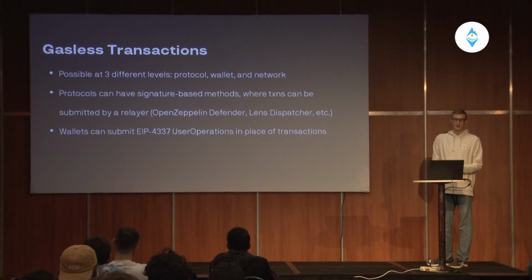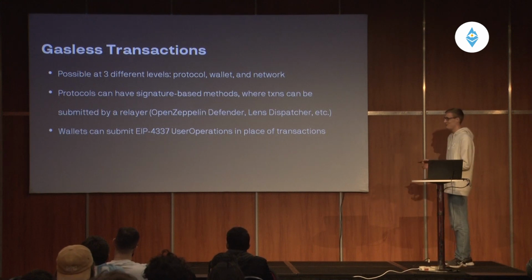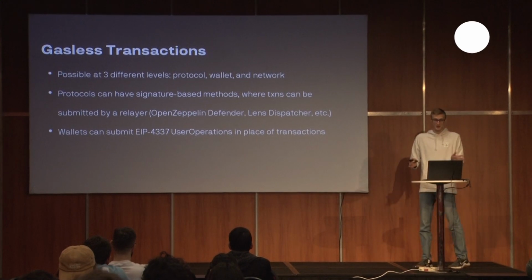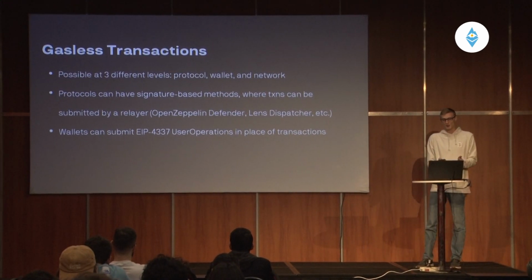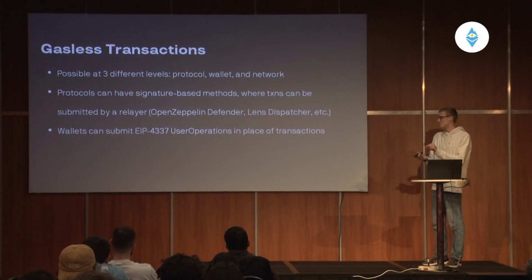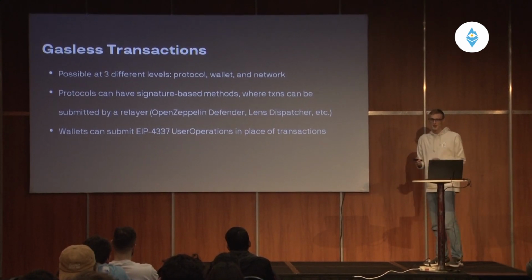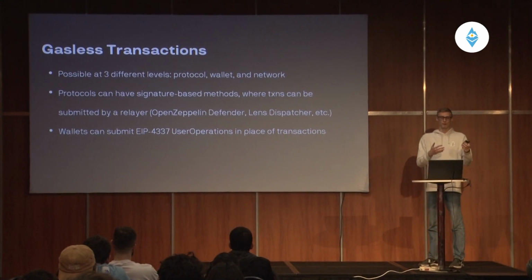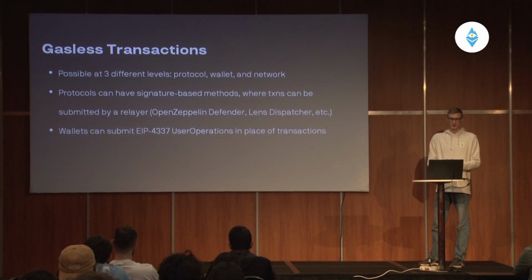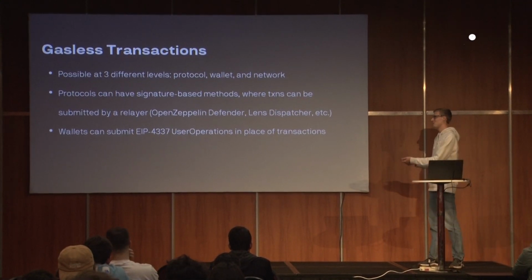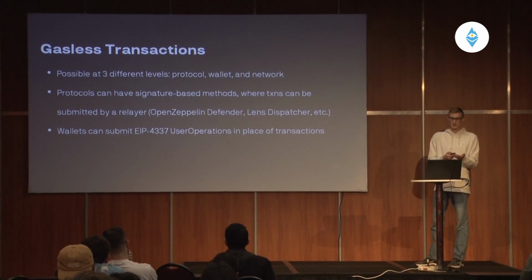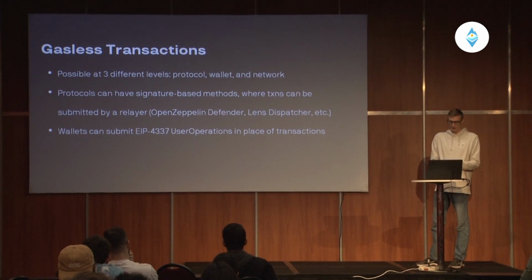EIP 4337 is, you've probably heard it many times, but it's very, very important to understand the ins and outs. I'm not going to go through it too deep here because it could be an entire presentation, but at a high level, what it does is instead of submitting transactions to a mempool, you're submitting these things called user operations. And user operations are a lot more flexible, and they also allow you to have what's called a paymaster, which is the address which is going to pay the fees for that transaction. 4337 is actually a lot deeper than just gasless transactions. You can do all kinds of different validation.